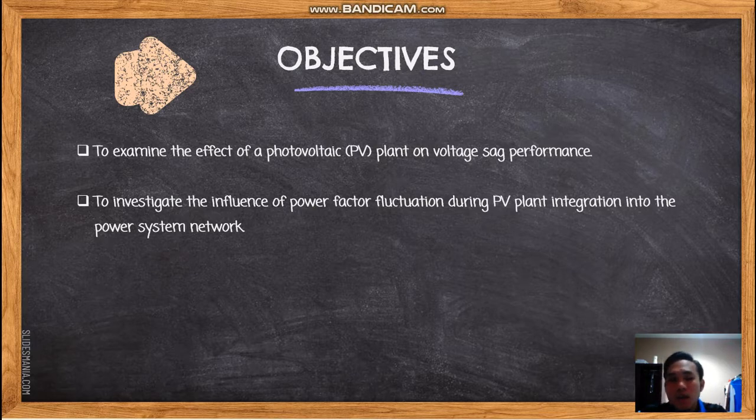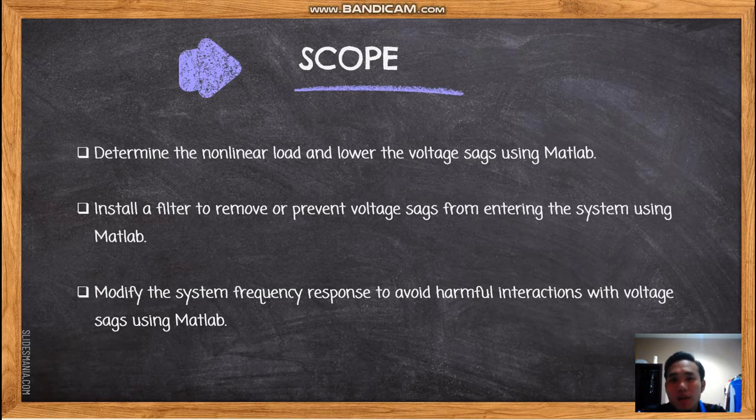For the objective, this project is to examine the effect of a photovoltaic plant on voltage sag performance, and also to investigate the influence of power factor fluctuation during PV plant integration into the power system network. For the scope, this project will determine the nonlinear load and lower the voltage sags using MATLAB, and then install a filter to prevent voltage sags from entering the system using MATLAB. We will also modify the system frequency response to avoid harmful interaction with voltage using MATLAB.